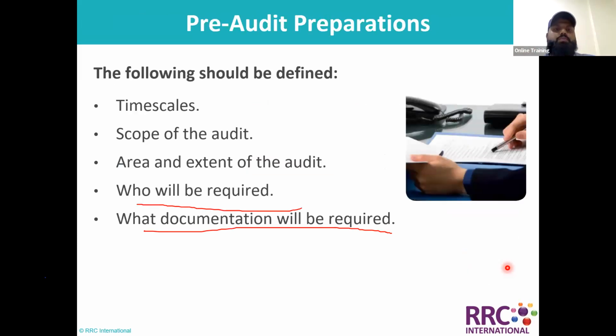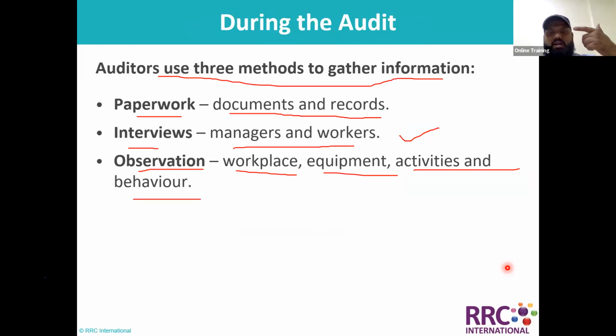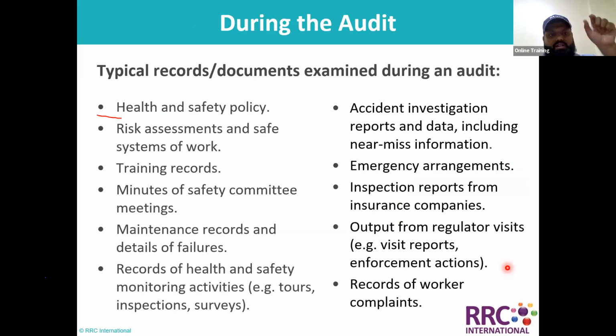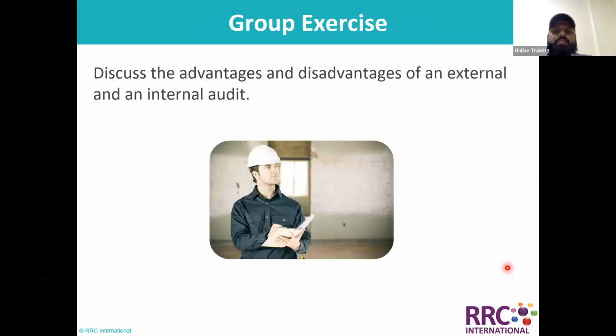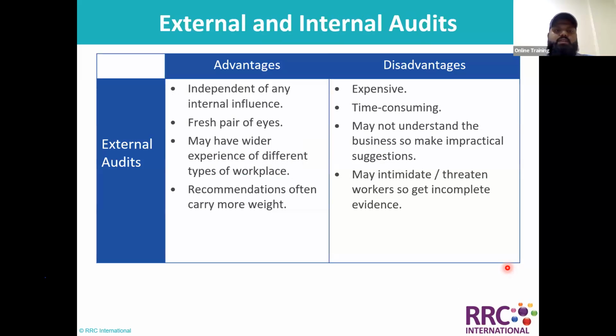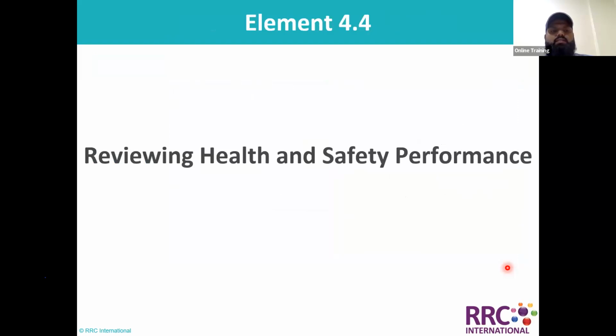Then we moved to the pre-audit preparation: as an auditor, what things do I have to prepare before I perform the audit? In the audit, I'll be checking the paperwork, taking interviews, and going for physical observation in the field. The documents I have to check are listed here. At the end of an audit, I'll be conducting a meeting. I'll be giving a report to the management so that management can take the necessary action about the observations. Then we discussed the advantages and disadvantages of external as well as internal audits.